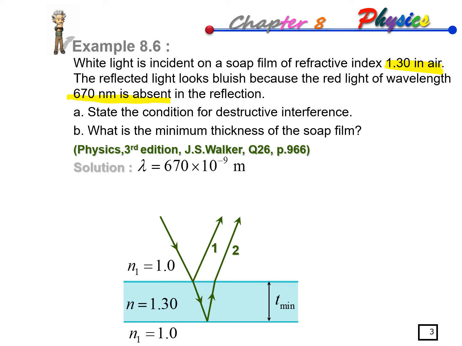So let's say we have a soap bubble, and this is your first ray. The first ray is reflected at a higher density medium, that means higher refractive index. Once it is reflected at higher refractive index, you will have a phase change of pi radian.